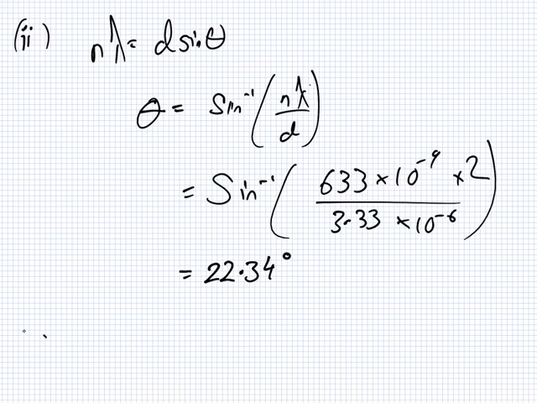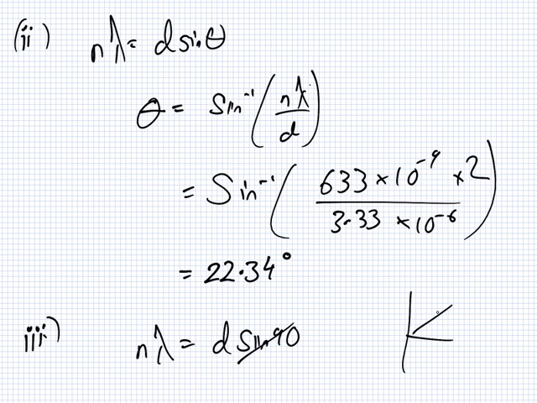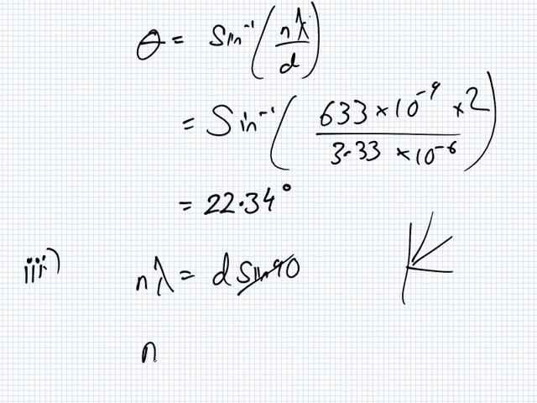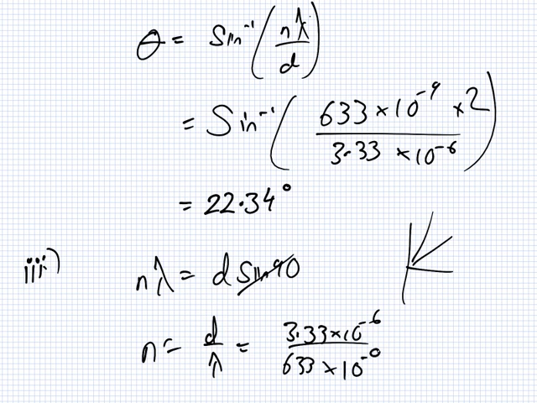What's part 3 then? The highest order. Ah, yes. So the highest order happens when theta is 90, because that's the maximum angle you can get. So the highest order is just d over lambda, which is 3.33 times 10 to the minus 6 over 633 times 10 to the minus 9. So that's going to be like 5, isn't it?